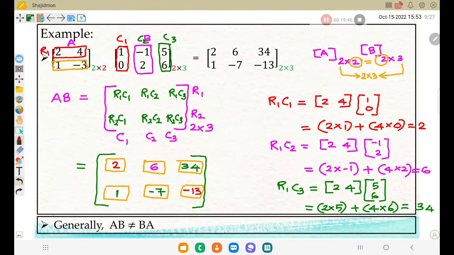So this is the multiplication of two matrices A and B. A multiply B equal to this. I hope you understood how to multiply two matrices. Now we will do more questions in the exercise part.